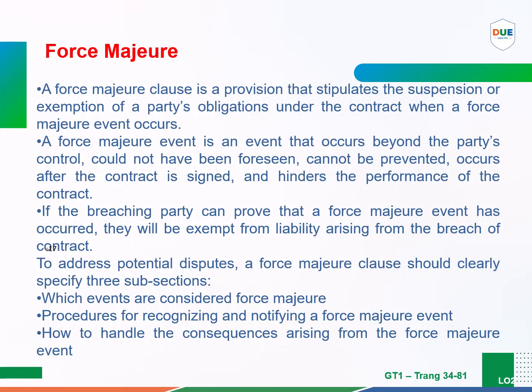When such an event occurs, even if the affected party has taken all necessary and reasonable measures to mitigate the consequences, it is still impossible to perform the contractual obligations. Moreover, the event must arise after the contract is signed and directly prevent the performance of the contract.